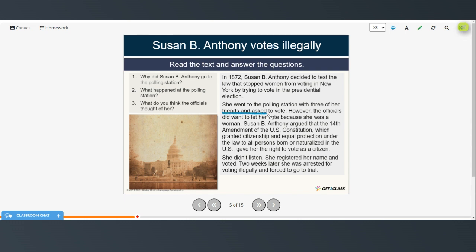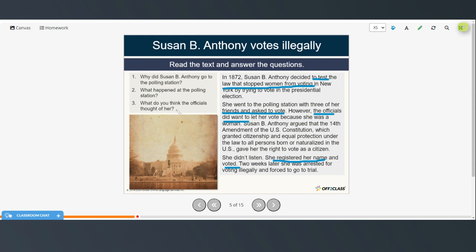Because she wanted to vote and she wanted to test the law that stopped women from voting. And so what happened at the polling station? The officials didn't want to let her vote, but she went ahead and registered and voted.